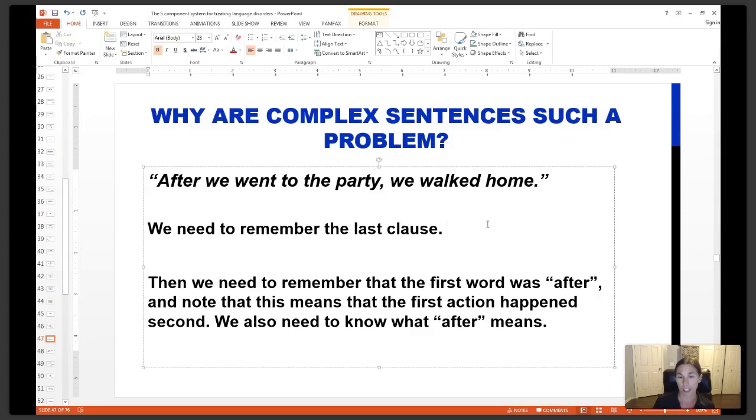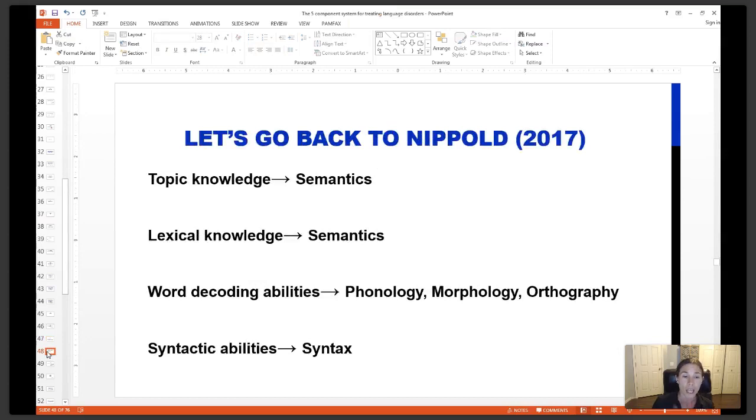It's really hard for our kids with language disorders. And you can kind of see here, if we don't know what the words mean or we don't know the purpose of the words, it's really hard to understand the sentence. So those are really those key pieces here.